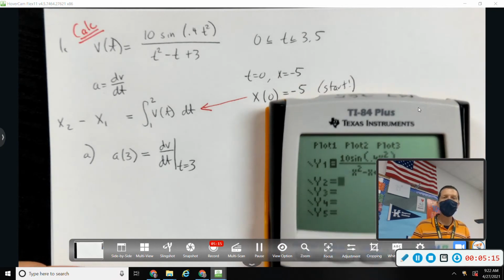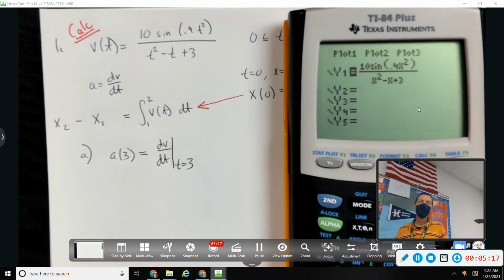And since I did it last period, it's already in my calculator. I put it in for y1 because I'm assuming I'm going to have to use that equation multiple times. So rather than have to type it in multiple times, I type it in for y1 and then I can go from there. Or I can just use y1 whenever I need it.